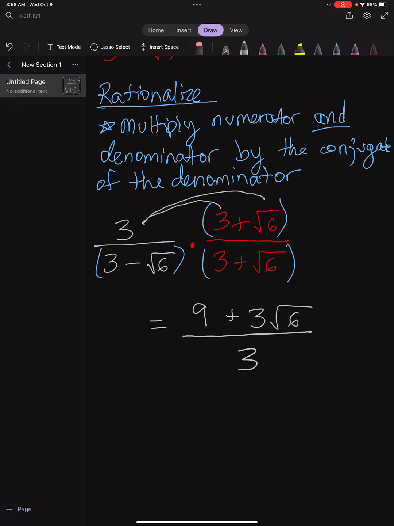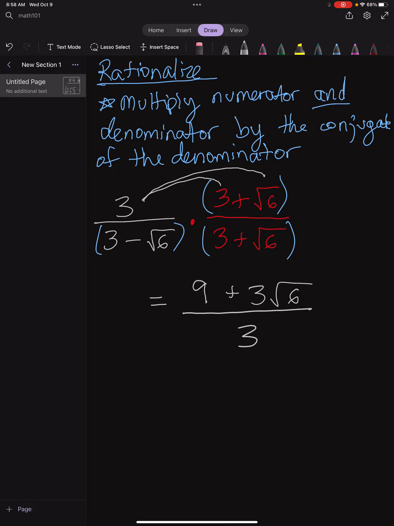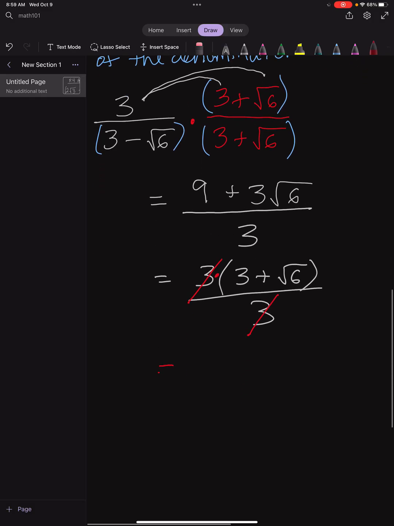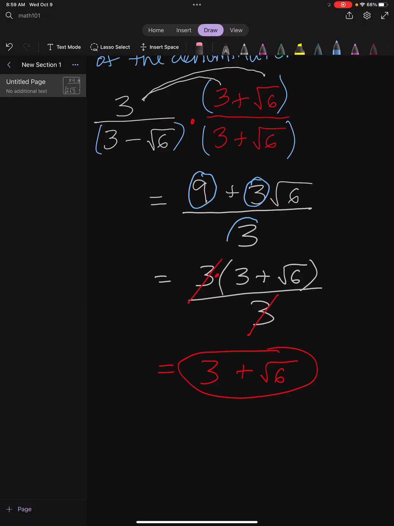However, this can be simplified. And the reason this can be simplified is because in the numerator, I can factor out a 3. This is really 3 times 3 plus root 6. And so what happens is these 3's that are multiplicative factors cancel, and I'm left with 3 plus root 6. Another way to look at it is back here, this and this are both divisible by 3. You have to have both of them divisible by 3. If one of them is divisible by 3, that is not enough. Okay, let's see another example.